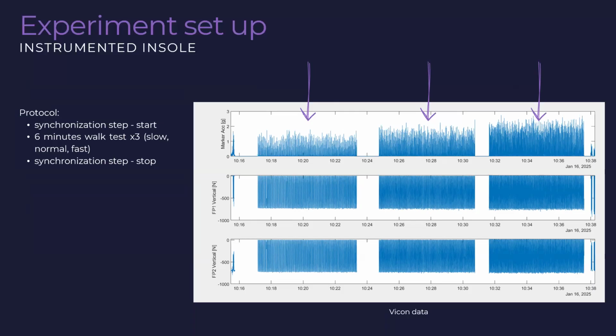Then I'm asking the subject to do a 6 minute walk test 3 times at 3 different paces. The first one is the slow pace, then normal, and then fast. And then we have to redo the synchronization step, because if there is a drift, we need to see how much drift we have. So basically, we need to compute the delay at the beginning of the trial and at the end, and then compare the 2 delays.